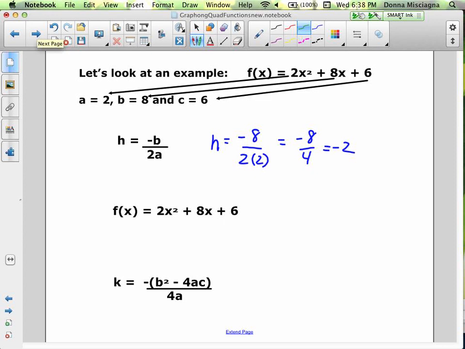All right, so here we're going to find f of negative 2. So we have 2 times negative 2 squared plus 8 times negative 2 plus 6.